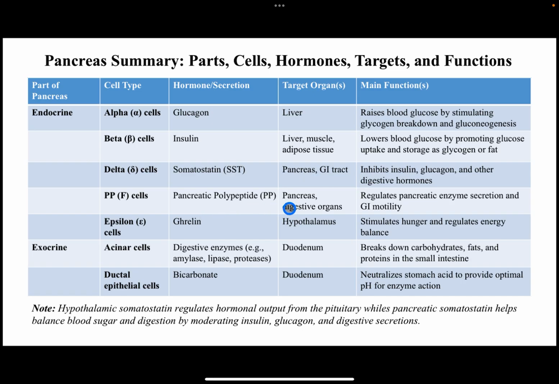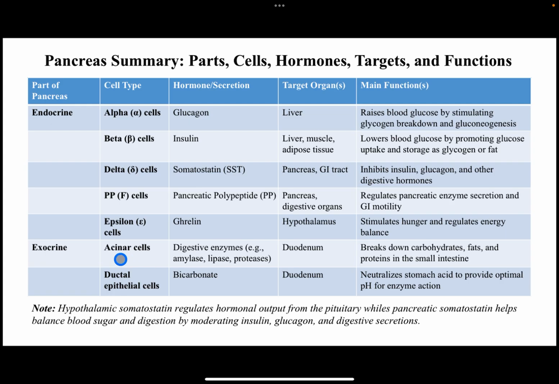Okay, then we have the PP cells, pancreatic polypeptide. They actually regulate the activities of the digestive organs, the pancreas and other digestive organs. They regulate pancreatic enzyme secretion. They also play a role in regulating GI motility, gastrointestinal motility. The epsilon cells, ghrelin, they act on the hypothalamus. They stimulate hunger and regulate your energy balance.